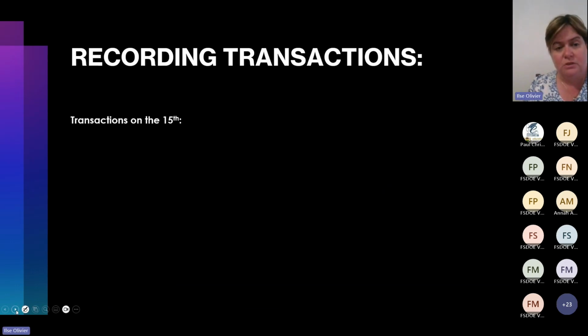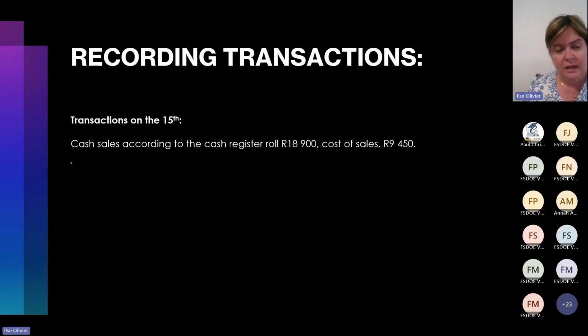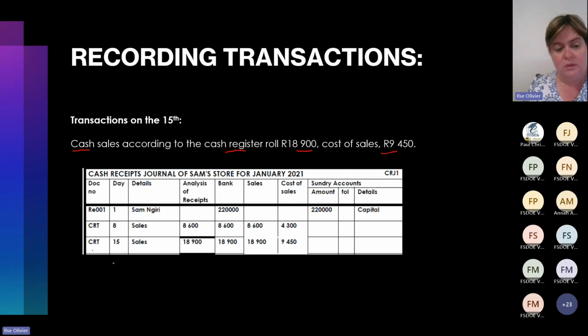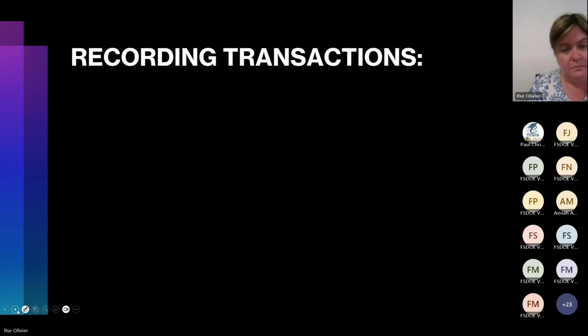The next transaction was on the 15th. Again, cash sales according to the cash register roll, 18,900, and your cost of sales was 9,450. Right, let's see. CRT was our document number on the 15th. It was for sales. It was the only transaction. We received it at the business because we received it in the cash register. We took it to the bank. What was it for? It was sales. And the moment that there are sales, there are also cost of sales.